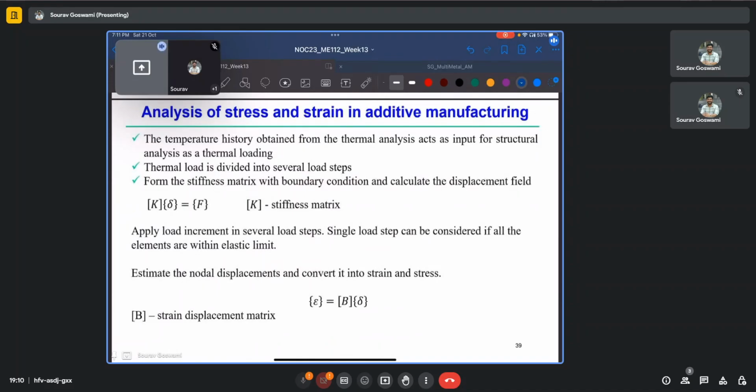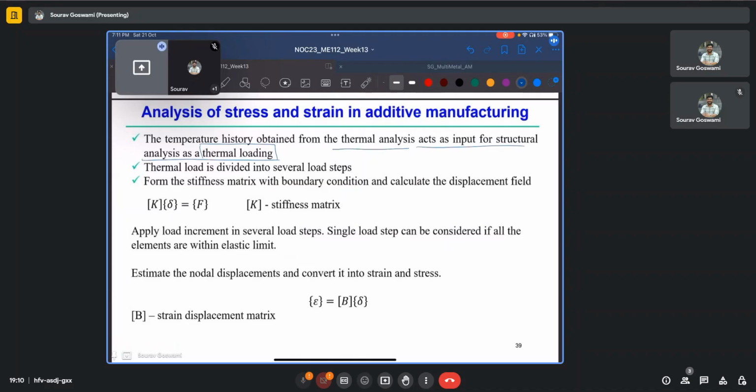And the temperature history obtained from thermal analysis in a weakly coupled system may act as the input for the structural analysis, as something of a thermal load. The thermal load is divided into several load steps. So all of these simulations are incremental. They are not one-step simulations.